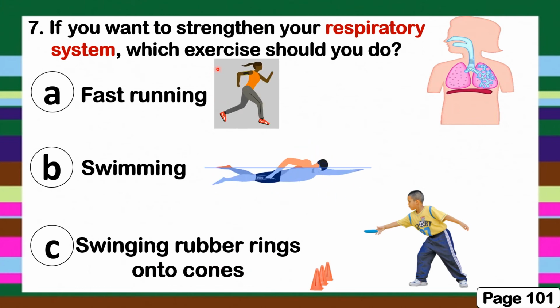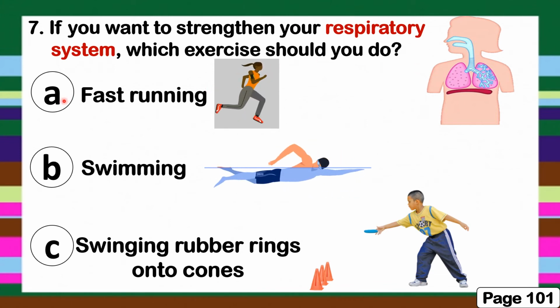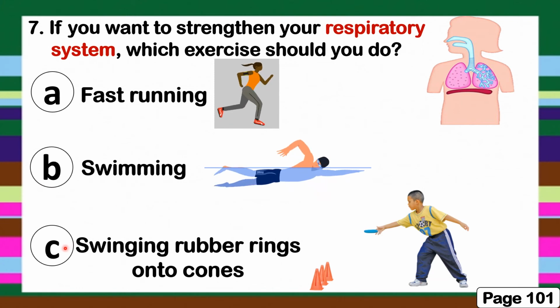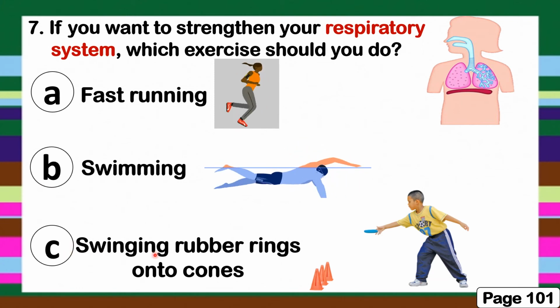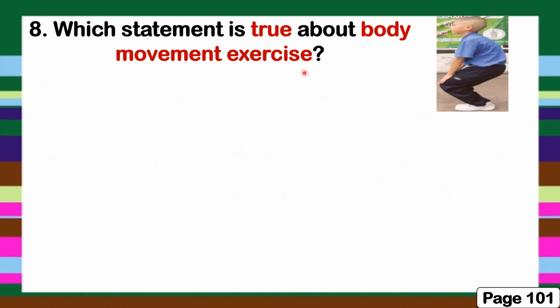So which will strengthen your lungs when you do exercise? So what exercise is it? Letter A, fast running. Letter B is swimming. Or letter C, swinging rubber rings onto cones. Now in number 8, which statement is true about body movement exercise?